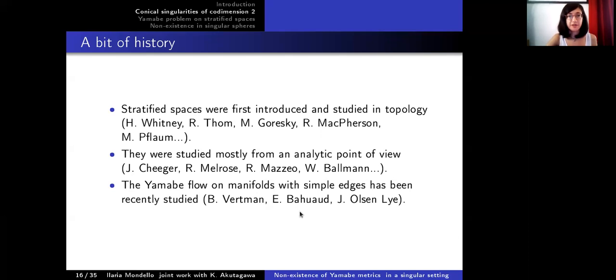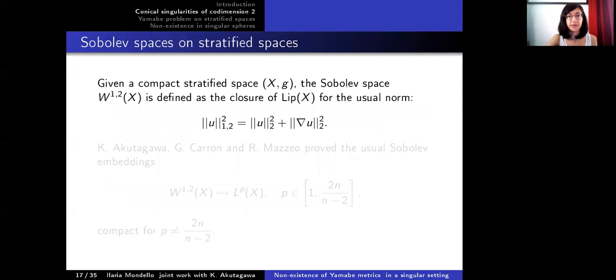Okay, so we want to study the Yamabe problem on these manifolds with singularities, where the easy case is just singularities of codimension 2, and sometimes also higher codimension singularities. And in order to do that, and to give the definition of the Yamabe functional, the Yamabe constant, we need to fix the notation for what the Sobolev space is. So the Sobolev space is simply the closure of the set of Lipschitz functions on the compact stratified space with the usual norm of W^{1,2}.